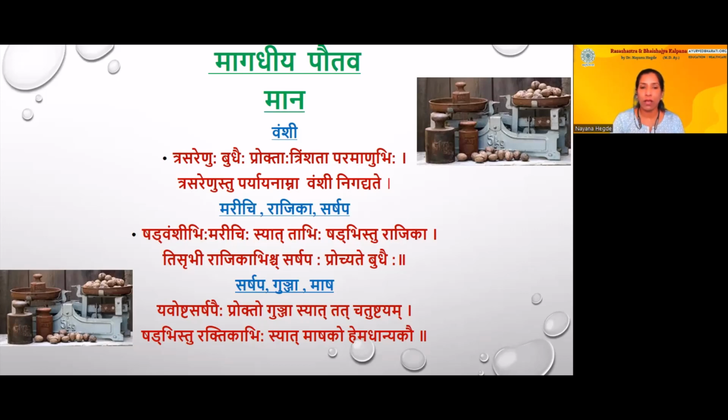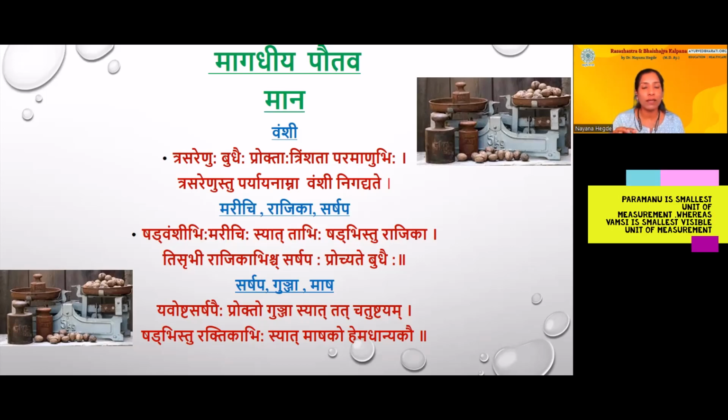So, what is Vamshi? Vamshi is a synonym for Trasarenu. Trasarenu is made up of 30 Paramanus. This Magadhiya Pautavamana is explained in Sharangadhara Samhita, Prathamakhanda, Purvakhanda, first chapter. Paramanu is the smallest unit of measurement, but it is not visible to the eyes. Vamshi is the visible unit of measurement. Vamshi is made up of 30 paramanus. So it is a visible unit.